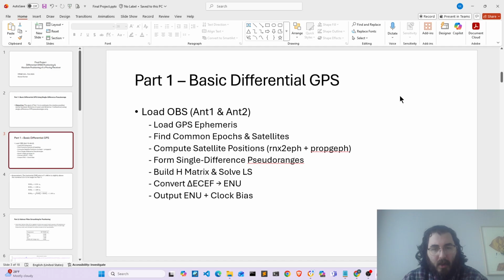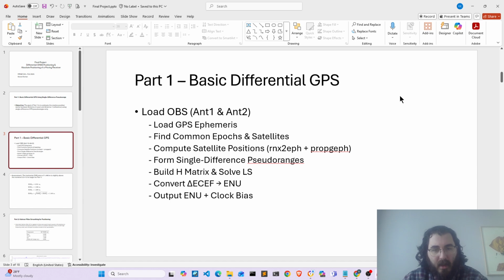Next, I build the geometry matrix, or H matrix, which links the satellite geometry to the unknown differential position. For each satellite, I compute the line of sight unit vector from the reference antenna to the satellite. This vector describes the sensitivity of the pseudo range to changes in receiver position. Each satellite contributes one row to the matrix, containing 3 geometric terms and a fourth term accounting for the differential receiver clock bias. This matrix is the core of the linearized measurement model.